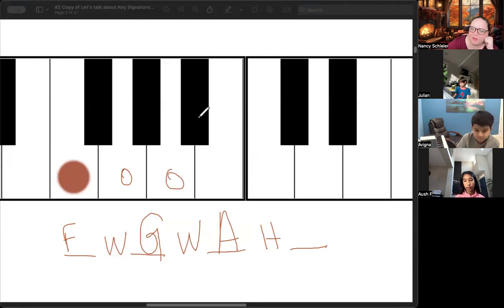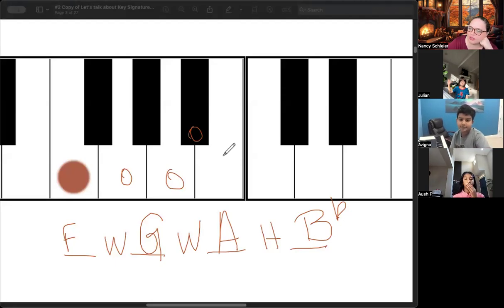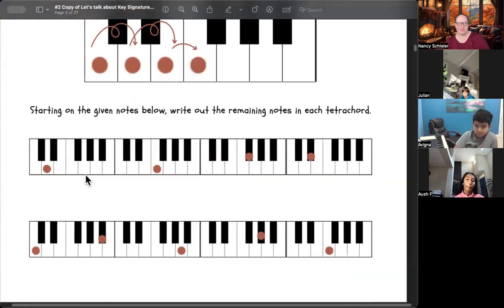So we have G, A, and then Arya, what would be the half step up from A? B flat. B flat, very good. Why B flat, not A sharp? Because you already put A for one whole step, so you can't repeat those. Absolutely. Very good. Awesome. You guys are doing so great. I'm so proud of you guys.